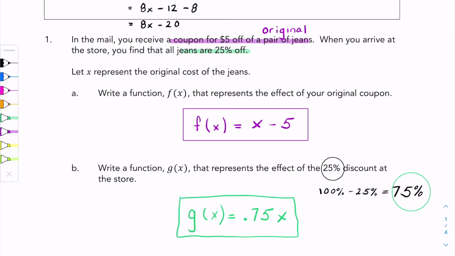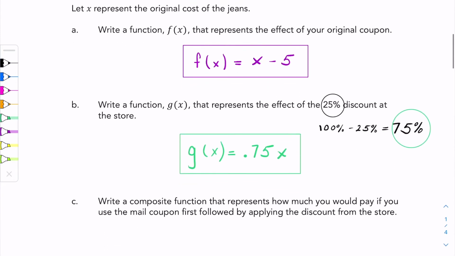Make sure you don't do 25% times x. That's saying you're only paying for 25% of the full price. So it's super important that you do this right here.